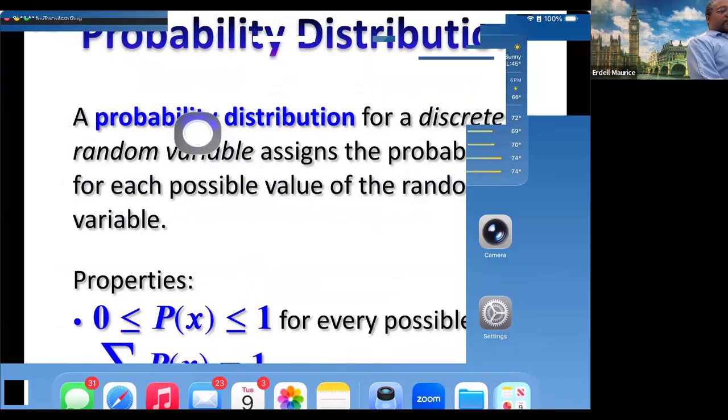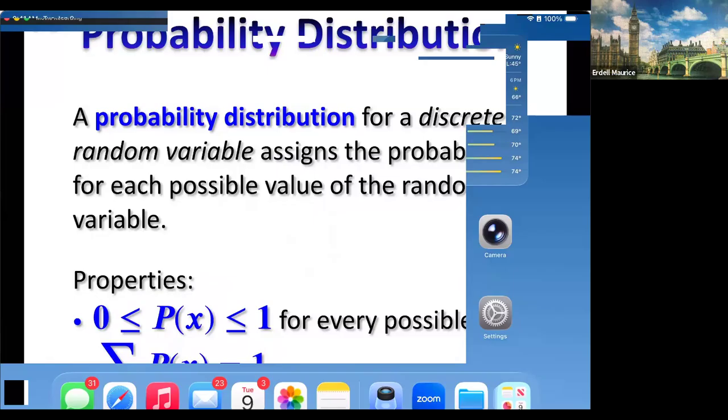A probability distribution for a discrete random variable assigns a probability for each possible value. Okay? The chance of 500 people showing up over there, 25%. The chance of 600 people showing up, 30%. That's going to be a probability distribution. There is this one relating factor right here, that if you add up each of the individual probabilities, they must give you 1.